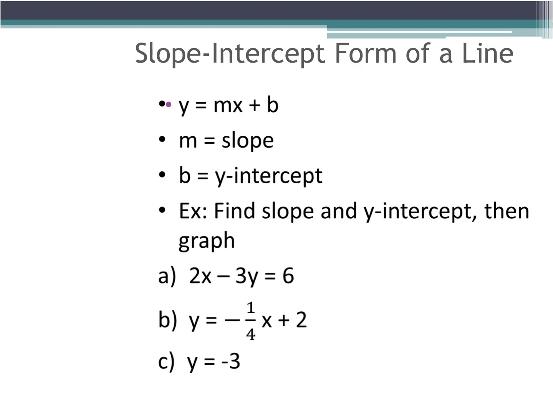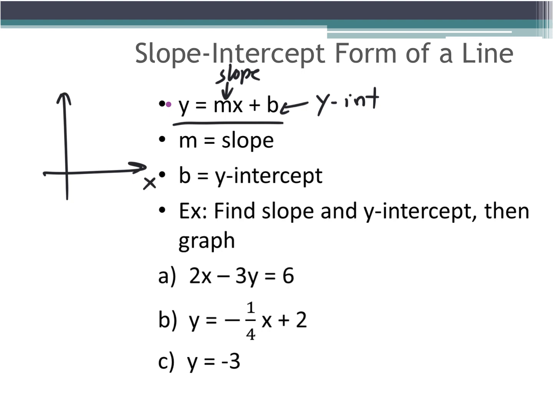Now they're bringing in slope-intercept form of a line. This is y = mx + b, the formula. Again, m is the slope as mentioned earlier, and b is the y-intercept. Guys, just as a quick reminder, the y-intercept is the point on this line that lies on the y-axis. Please keep that in mind. That is b. They want us to find the slope and the y-intercept and then graph.